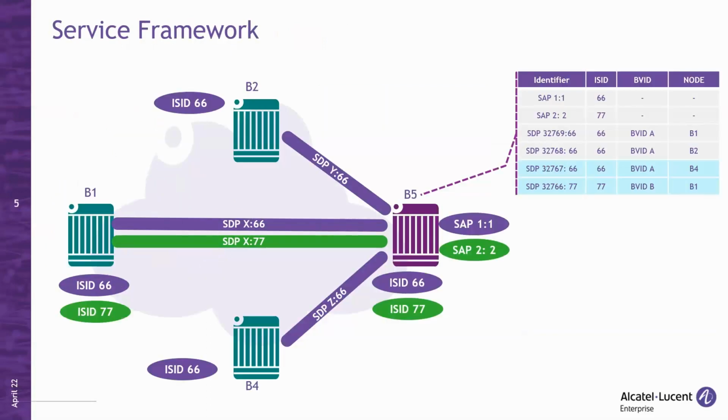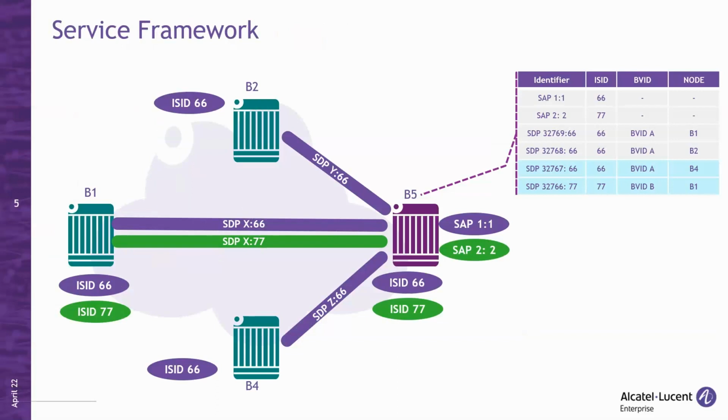Let's imagine we have two customers. The purple customer has 4 locations and is using ISID 66, whereas the green customer has only 2 locations and is using ISID 77. In this diagram, B1, B2, B4, and B5 are BEBs, and B3 in the middle will not terminate any customer traffic, that is to say that it is a BCB, and for this reason it is not shown in the diagram.